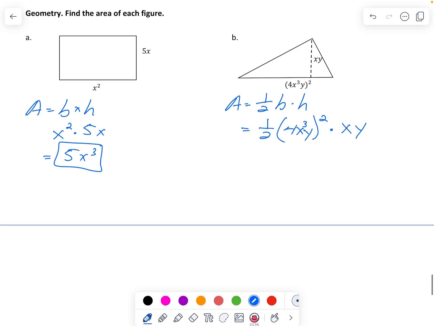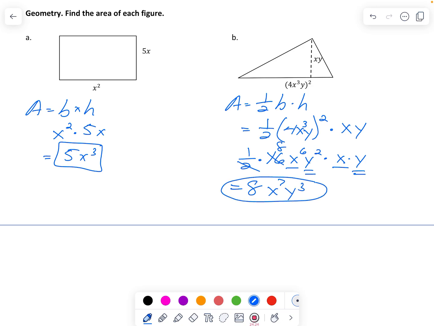Well, we need to clean this up a bit. So this is going to be 1/2 times, now when we square all that, it's going to be 16x to the 6th, y to the 2nd, times xy. And so let's see, canceling that, we're going to get 8. Combining our x's, 6 plus the invisible 1 is 7. Combining my y's, 2 plus the invisible 1 is 3. And there we go. And that's it.